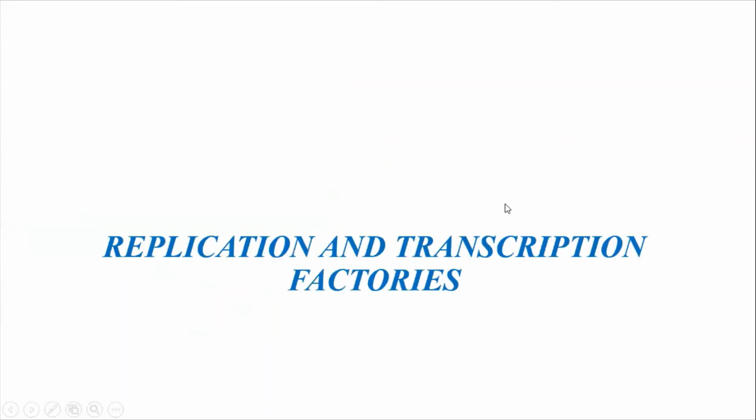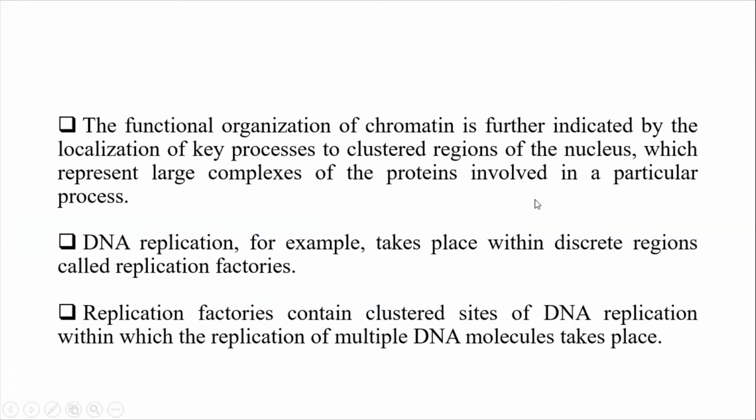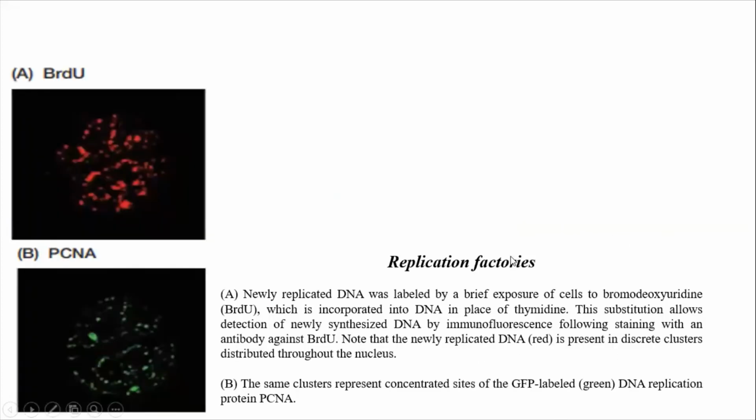Now, replication and transcription factories. Let's come to that. The functional organization of chromatin is further indicated by the localization of key processes, which are clustered regions of the nucleus where you see DNA replication and transcription taking place. These are known as the replication factories. Replication factories contain clustered sites of DNA replication within which replication of multiple DNA molecules takes place. Again, this was understood with the help of FISH. So here is what they have done.